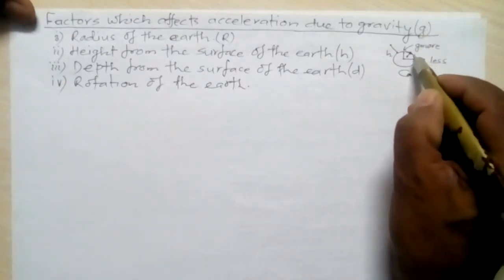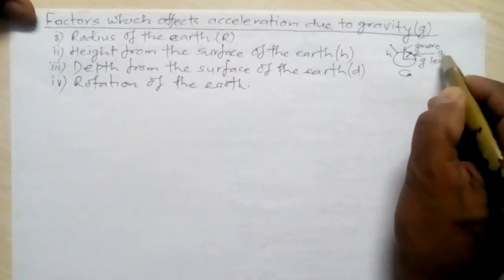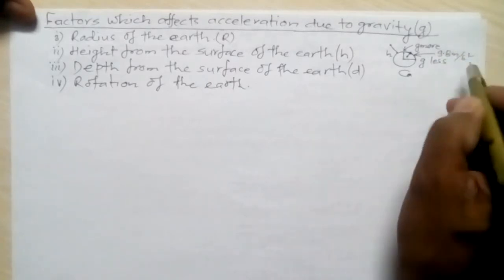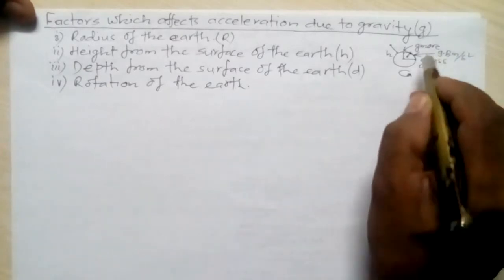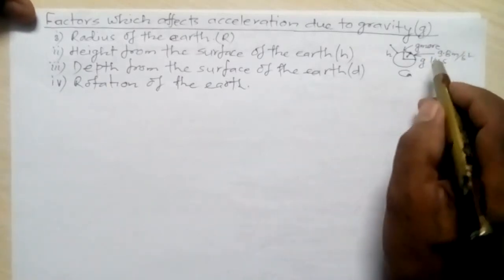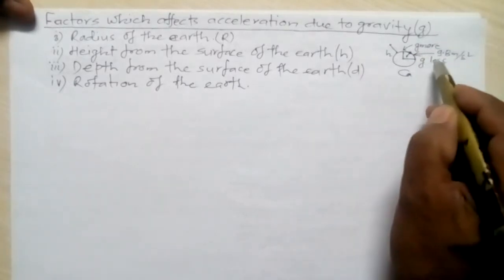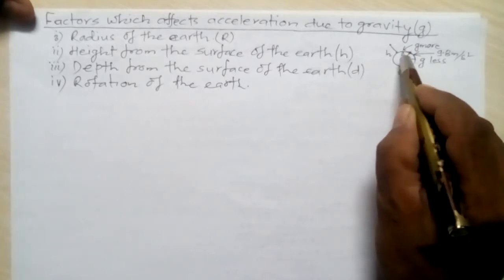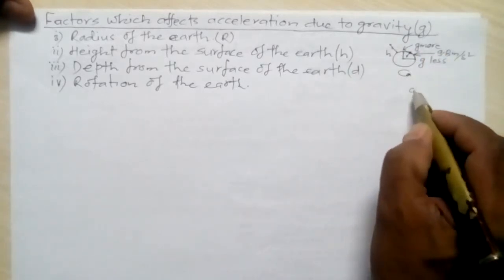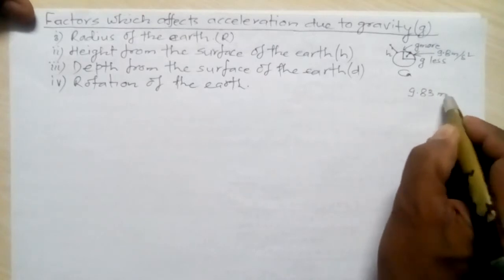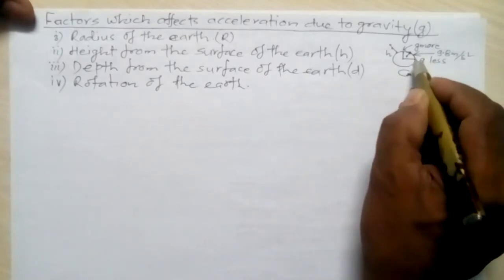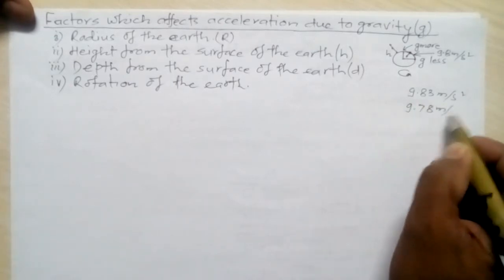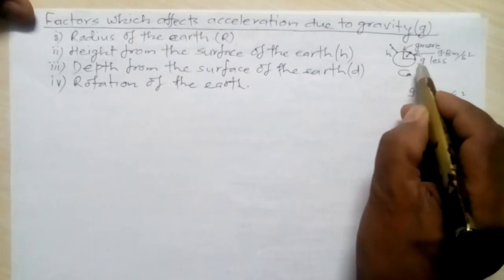The average value of g on the surface of the earth is taken as 9.8 meter per second square. This value is true for 45-degree latitude, but it is taken as the average value of g on the surface of the earth, but it varies from place to place. It is more at the pole. At the pole, its value is 9.83 meter per second square, but at the equator, its value is 9.78 meter per second square, because it depends upon radius.